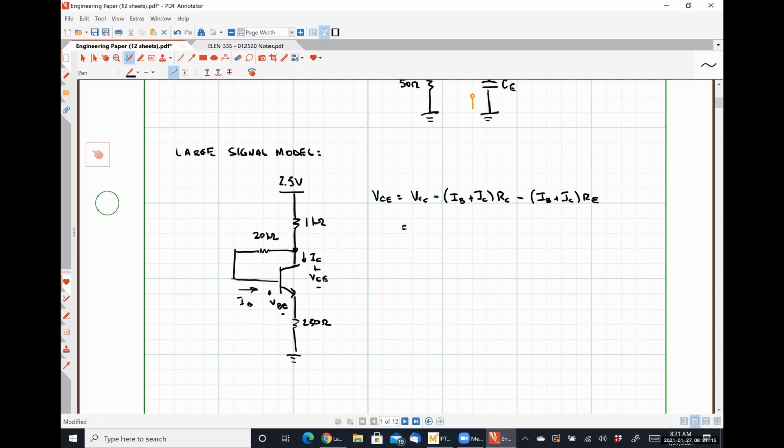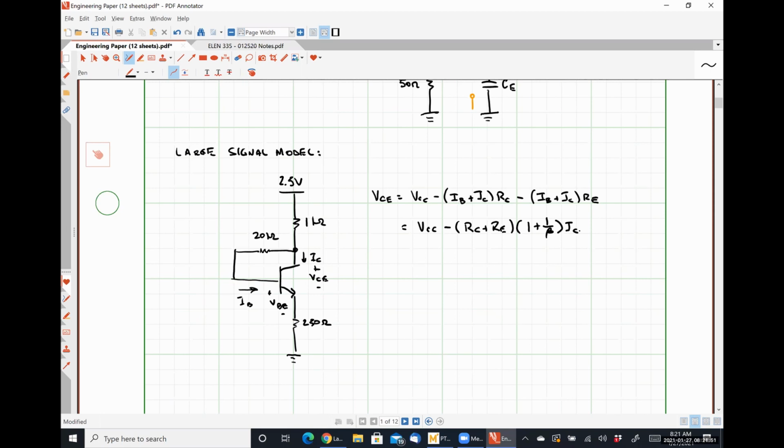So I'm just going to simplify things just a smidge here. VCC minus (RC plus RE) times (IB plus IC). I can write IB plus IC as (1 plus 1 over beta) times IC. So I'm lowering my number of unknown quantities here. I know everything in that equation except for VCE and IC.